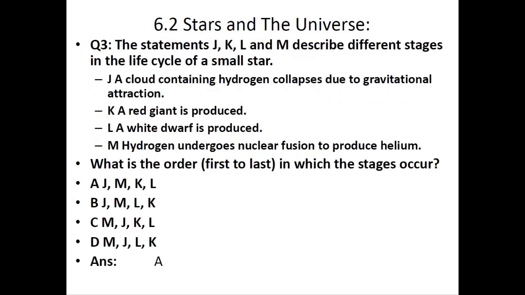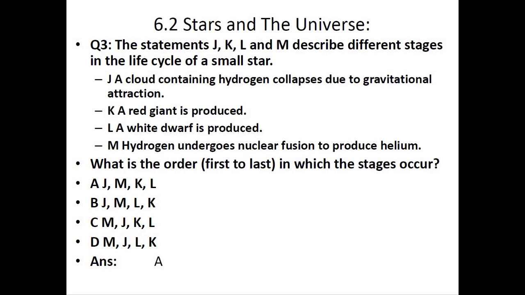The statements J, K, L, and M describe different stages in the life cycle of a star. J: a cloud containing hydrogen collapses due to gravitational attraction. Okay, that should be the first stage in the life cycle of a star, because we are basically discussing a nebula forming a protostar. A red giant is produced? No, that's the last or second last stage. A white dwarf is produced? No, that's the absolute last. Hydrogen undergoes nuclear fusion to produce helium. Okay, that should be the second stage.